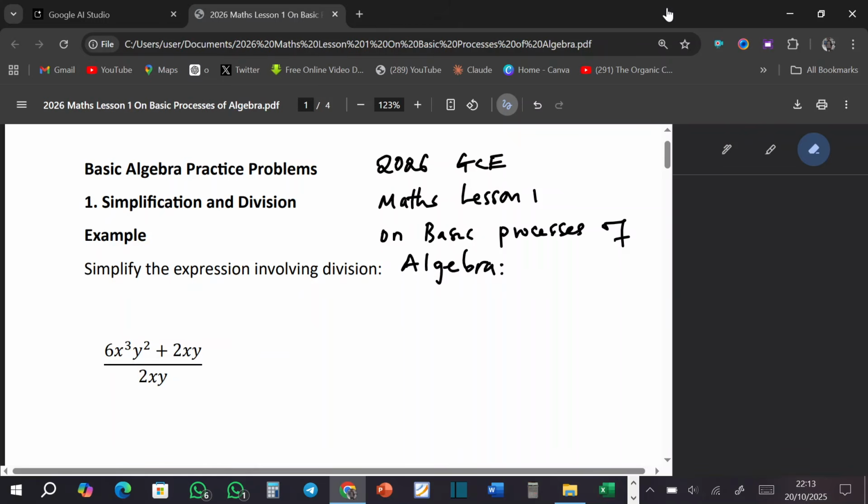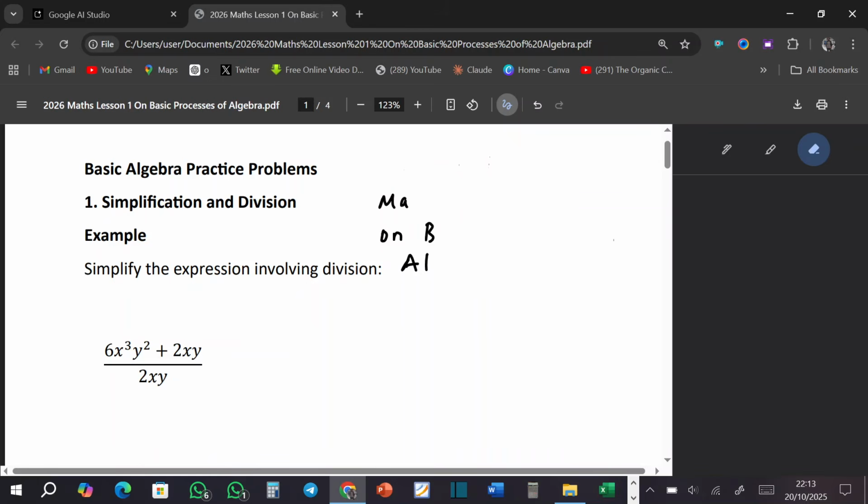So algebra in mathematics is a language of mathematics. Once you understand algebra, then you have understood the language of mathematics. So ensure to pay attention.